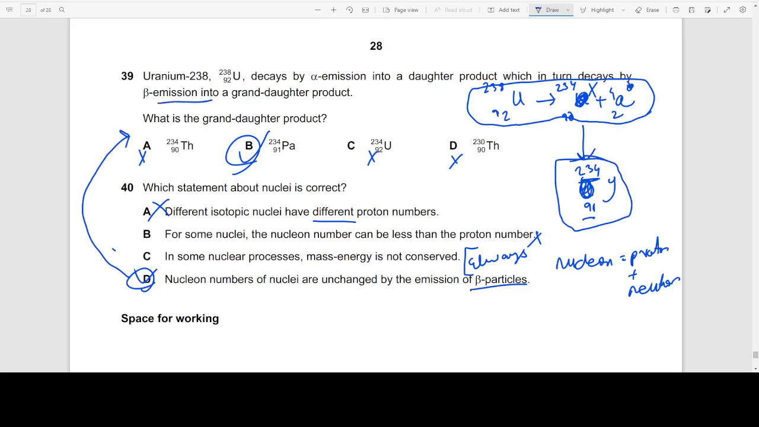During the beta emission, 234 X 90 got converted to 234 Ta 91. Only the proton number changed, but the mass number remained the same, 234 and 234. That's why D is the correct answer.